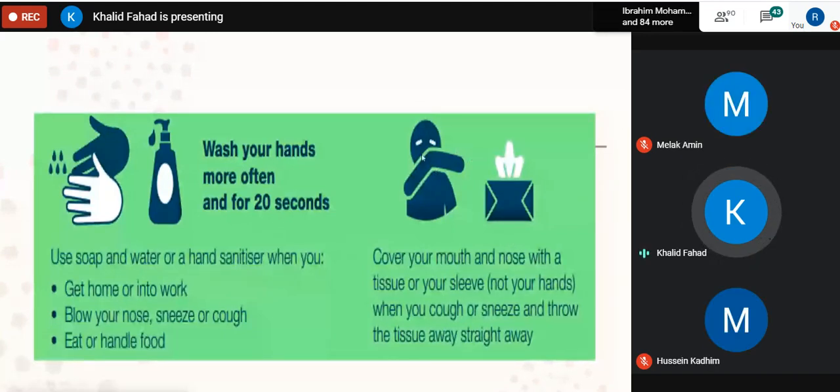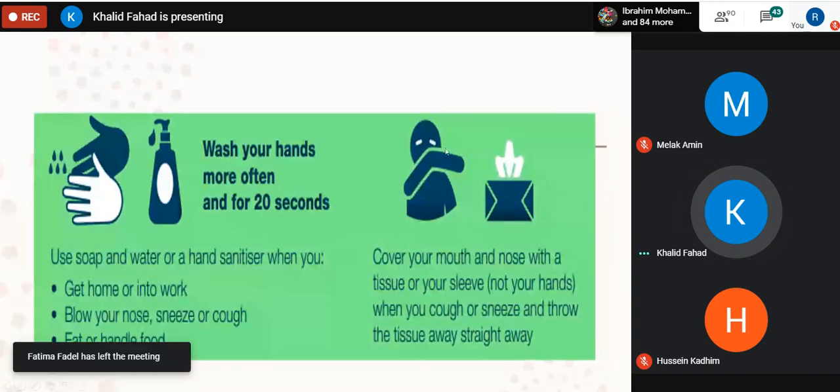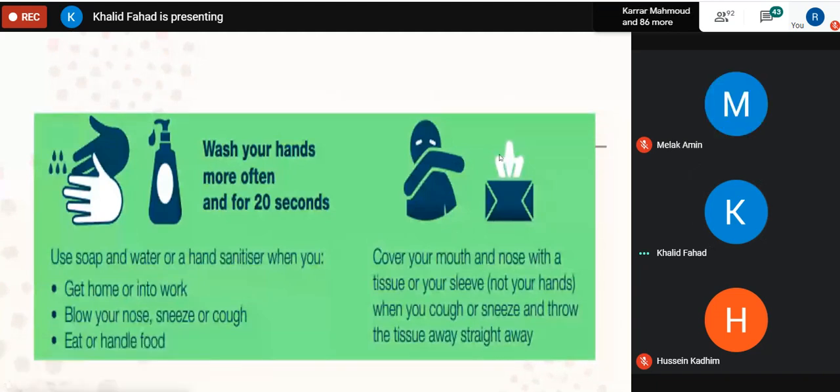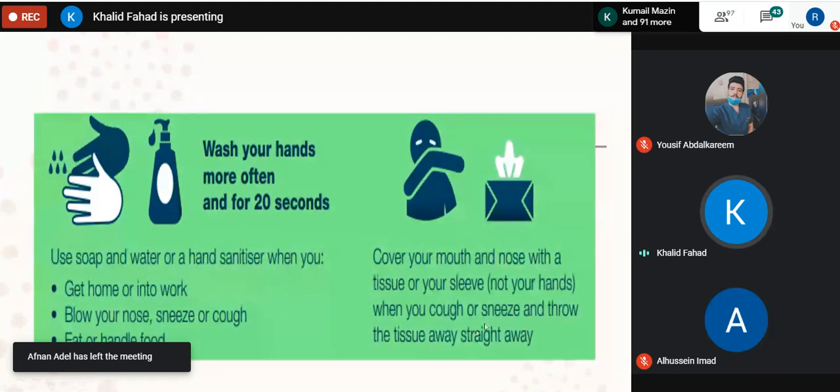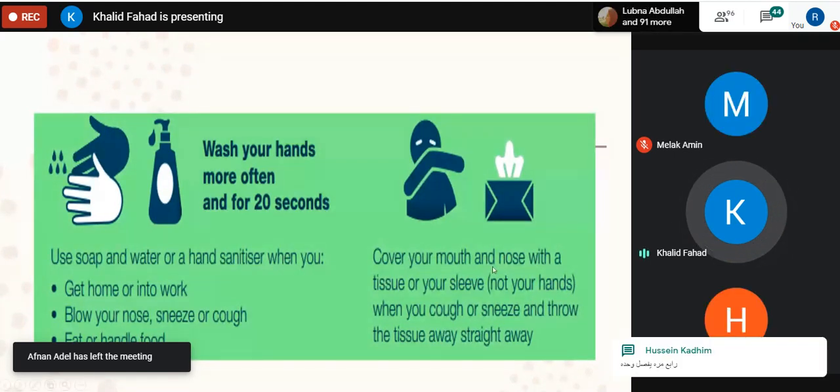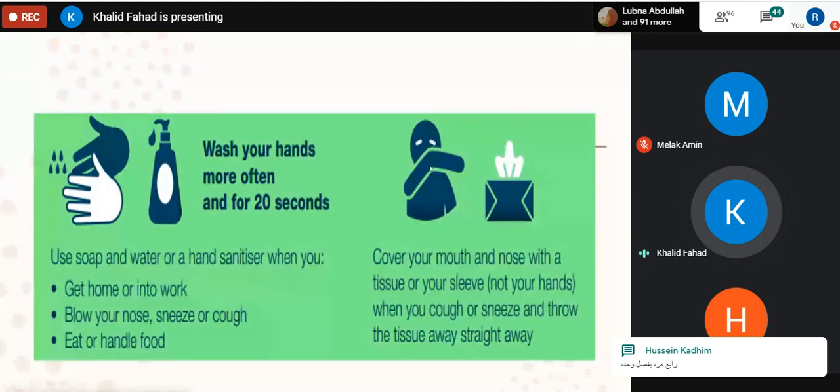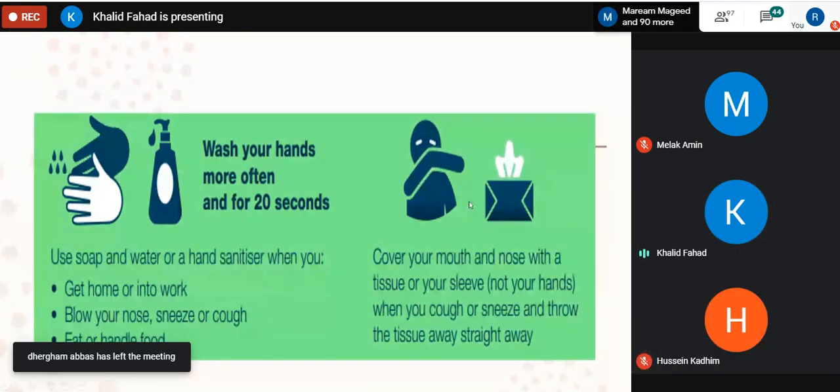And the famous etiquette for cough or sneeze: you have to either cover your mouth with a tissue, or when you cough or sneeze, you have to use the inside of your arm, not your hands. So you have to cover your mouth and nose with a tissue or your sleeve, and not your hands, in order not to contaminate your hand if you don't have a tissue.